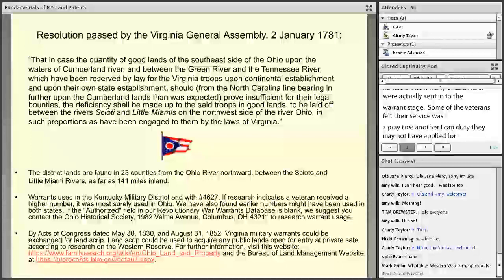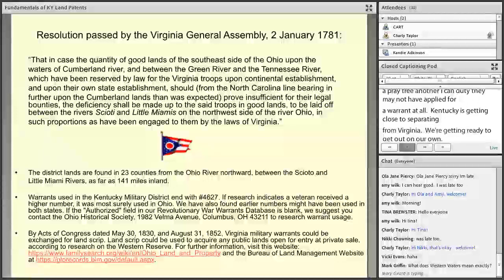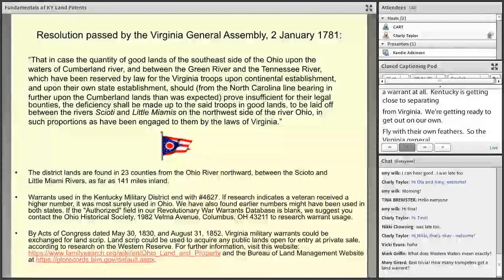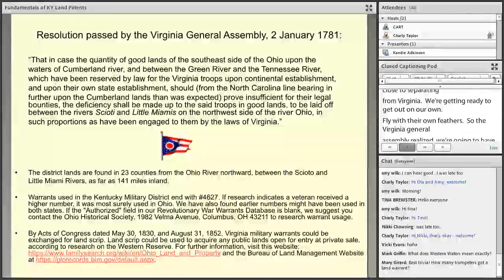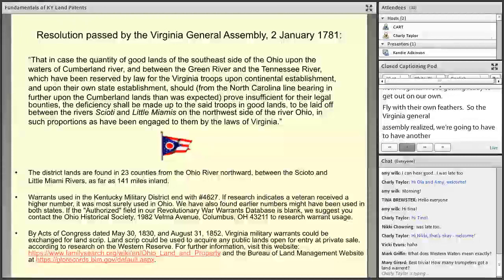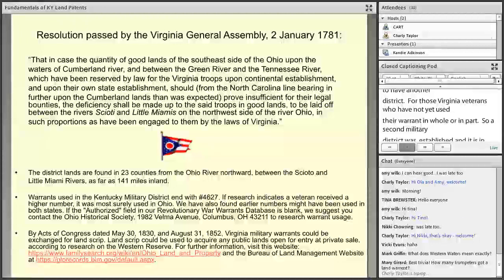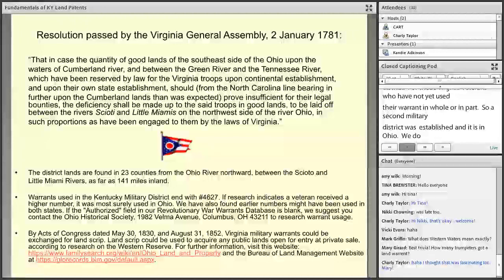Kentucky's getting close to separating from Virginia. We're getting ready to get out on our own, fly with our own feathers. So the Virginia General Assembly realized we're going to have another district for those Virginia veterans who have not yet used their warrant in whole or in part. So a second military district was established, and it is in Ohio. We do not have records of the Ohio bounty land warrants here in Frankfort. You would contact the Ohio Historical Society, but you can also see them on the Bureau of Land Management website, and we're going to share that link with you in a few minutes. But the papers will be in Columbus, Ohio, not with the Secretary of State's office in Frankfort.